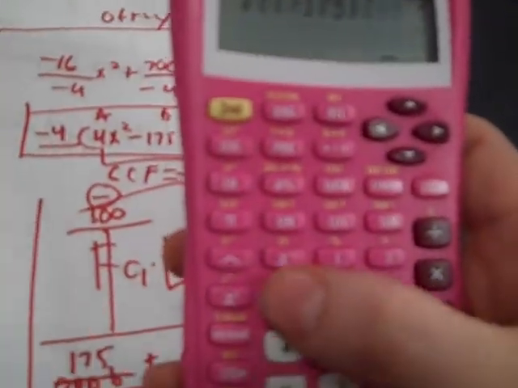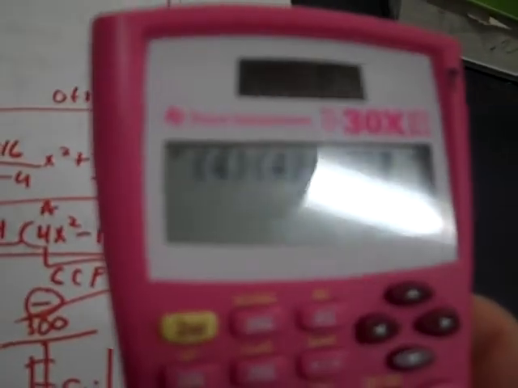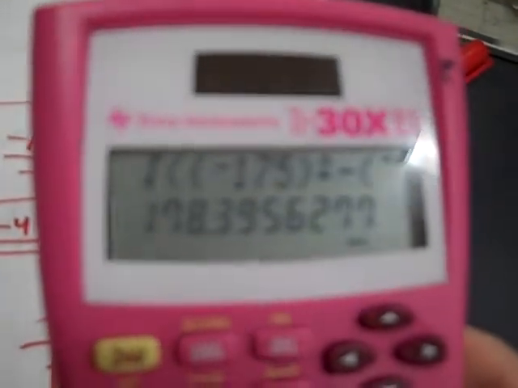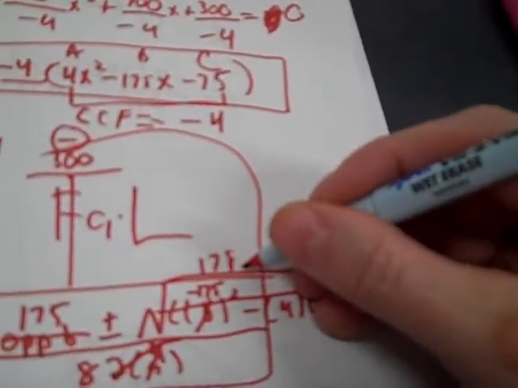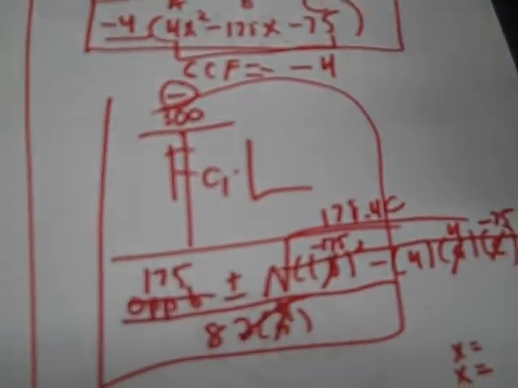Well, I know 2 times 4 is 8, so I'm going to divide by 8, but I got to figure out this square root. So I go second, get to the square root. You need one parentheses, but then you need another one for the negative 175. Square it, take it to the second power, and then subtract 4, 4, and negative 75. Okay, I got 178.3. It'd be 178.40. I don't really care how it's rounded. Okay. Now I do the rest of it.